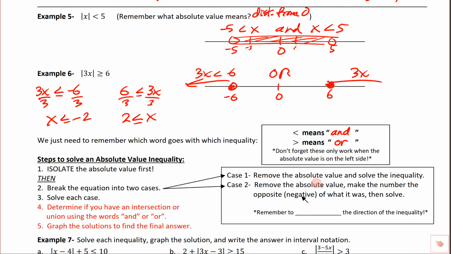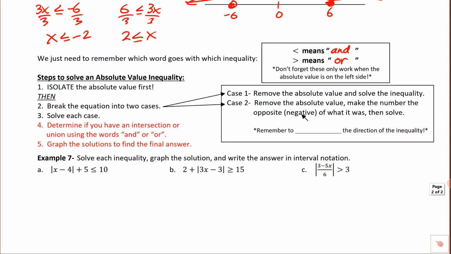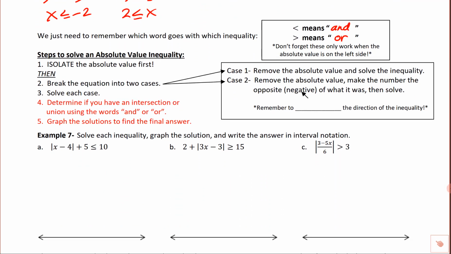We're going to break it into the two cases. Remove the absolute value and solve the inequality. Remove the absolute value and make the number on the opposite side the negative of what it was, and I'm going to show you something that we need to do right there. And then we solve each case. And remember, you've got to know if you've got to have an and or an or between those. Then we're going to graph the final solution and the answers. So let me show you how to do this problem right here.